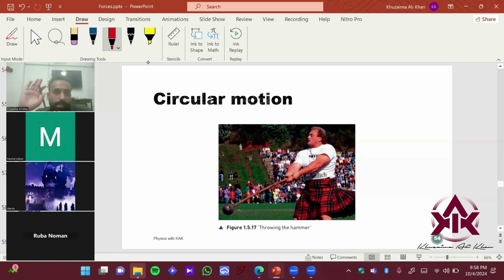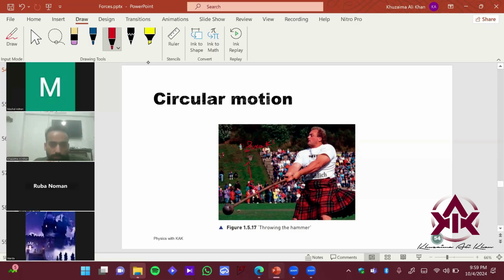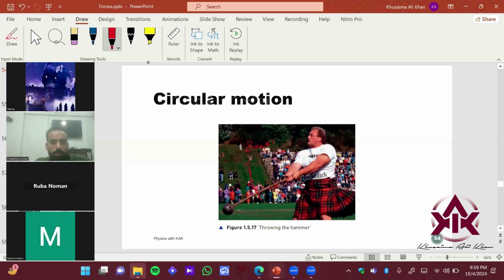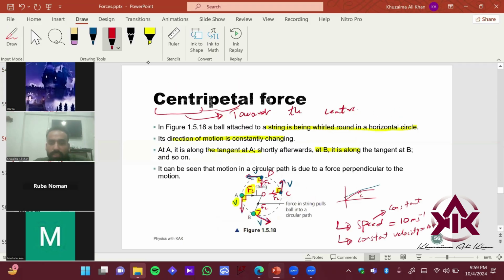Raise a hand and answer. Yes, Mashal. So if the stick or the string breaks, the object will move in the direction of the tangent. Okay, good. Yes, Vardha. I was also going to say the same, that the ball, or the object, will go in the same direction. Perfect, perfect, perfect.